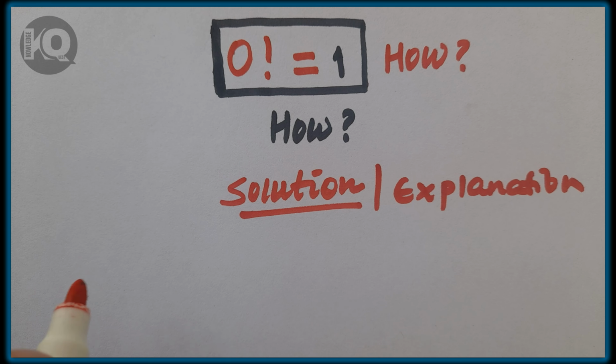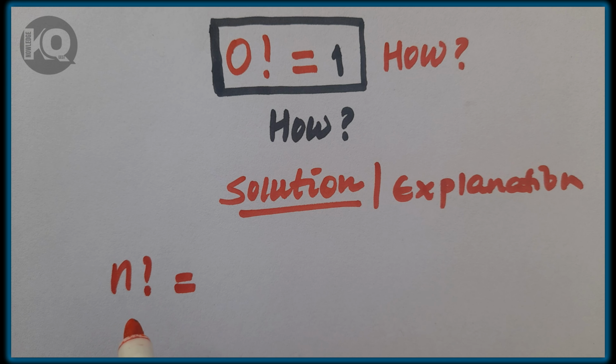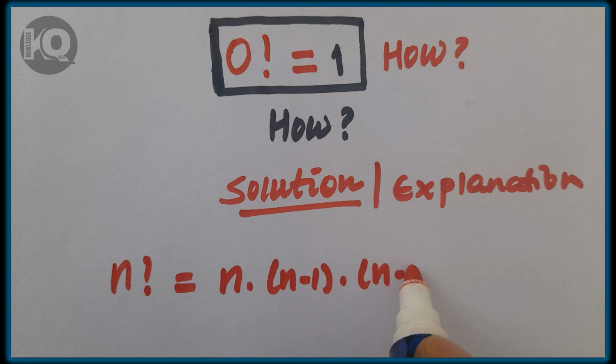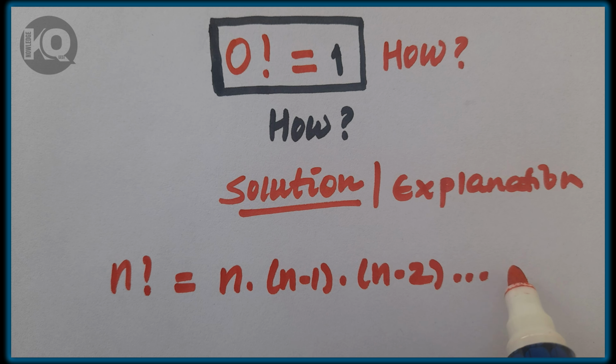So we know that factorial can be defined as n factorial, which is the number of ways to arrange n objects. So it will be n times n minus 1 times n minus 2 up to 2 times 1.